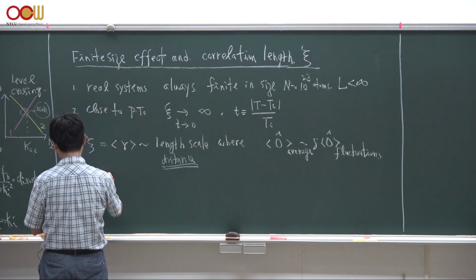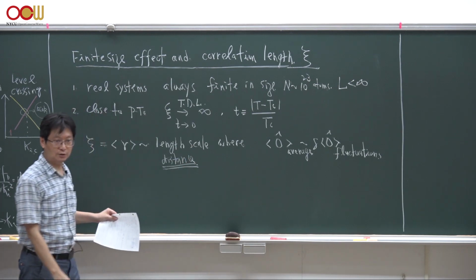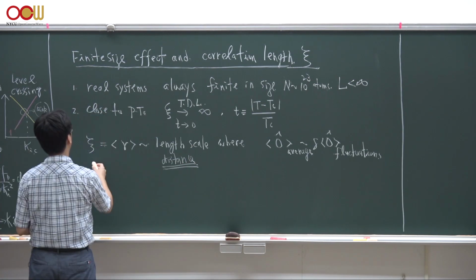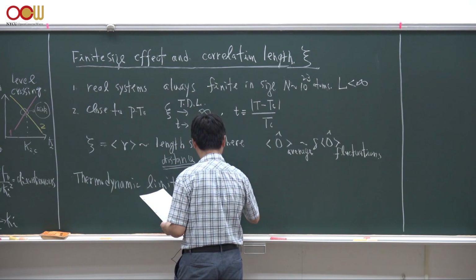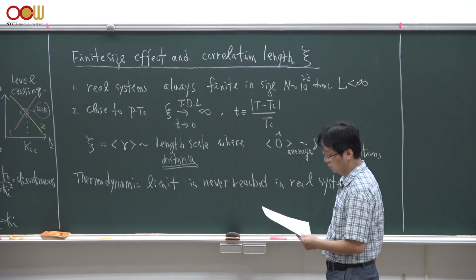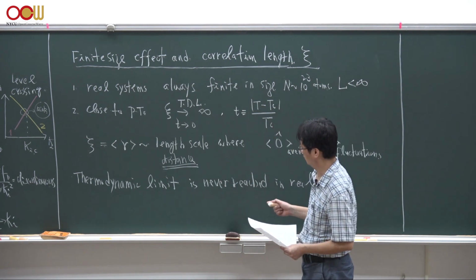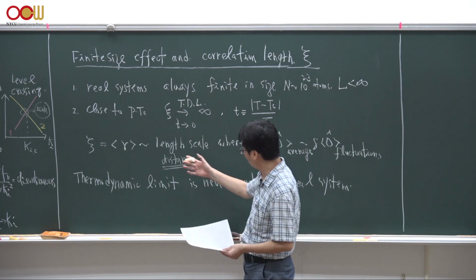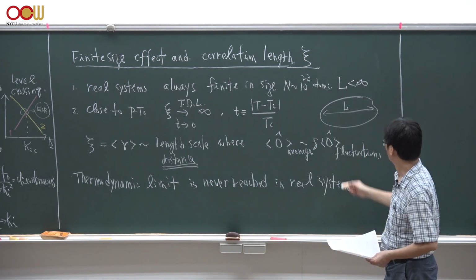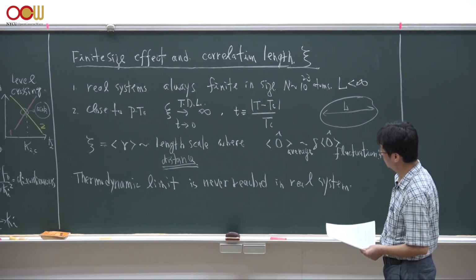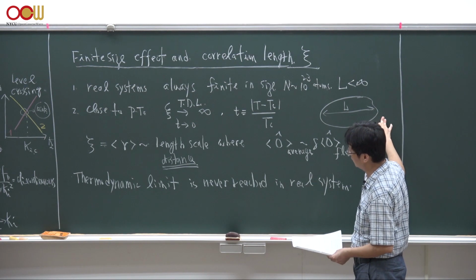So the correlation length, ideally in the thermodynamic limit, should diverge. However, we know that the thermodynamic limit is never reached in real systems. Which means that at the length scale larger than the correlation length, or when the correlation length reaches the length scale of the system, suppose this is my finite size system with a range L, we know that this L never reaches infinity, but is a finite value.